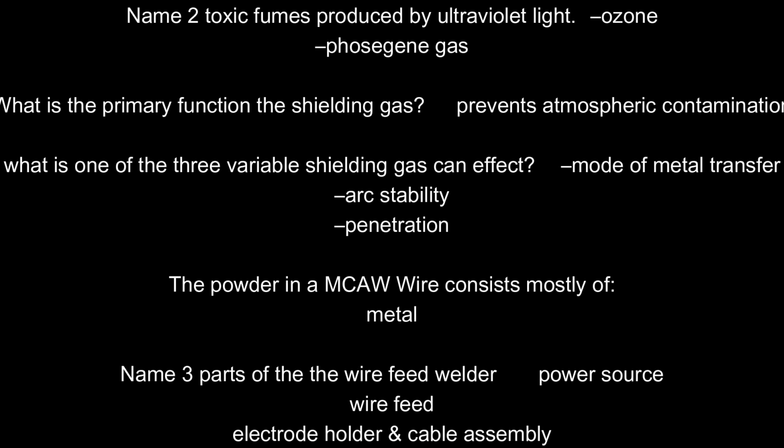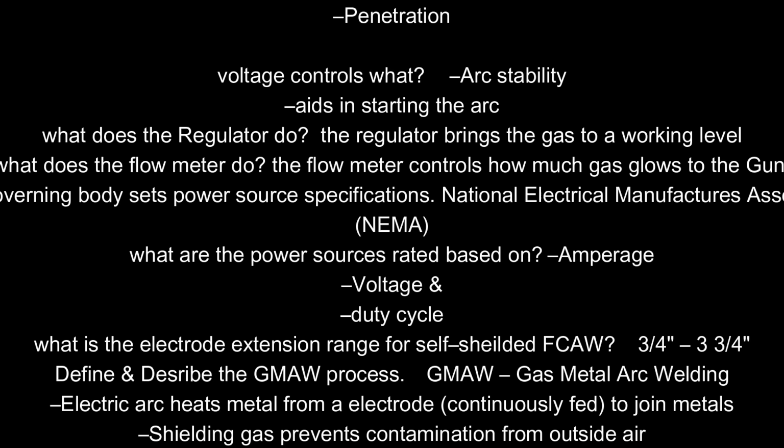The powder in a MCW wire consists mostly of metal. Name 3 parts of the wire feed welder: power source, wire feed, electrode holder cable assembly, spooled filler wire, regulator/flow meter, shielding gas, a cooling system if required. Amperage controls what? Burn off, penetration. Voltage controls what? Arc stability, aids in starting the arc.